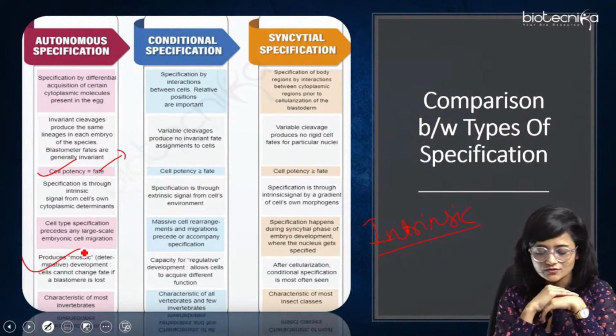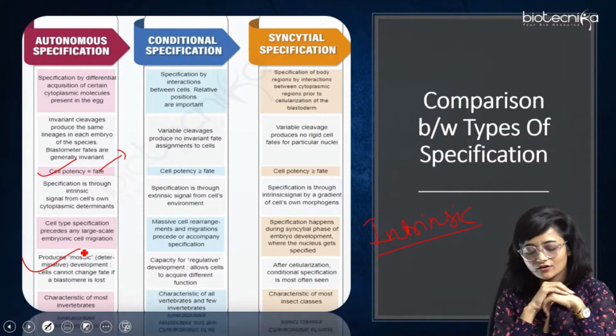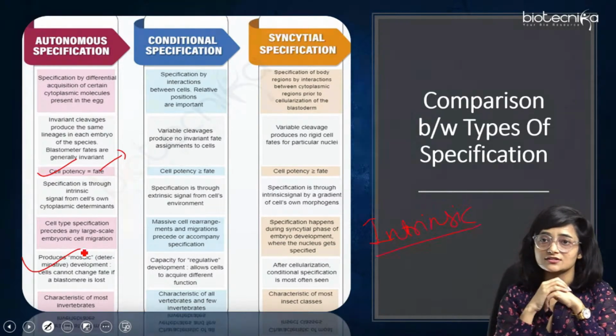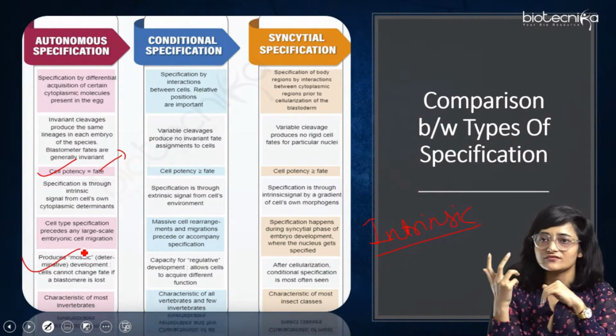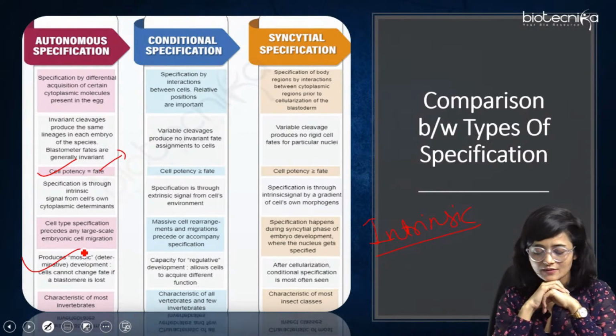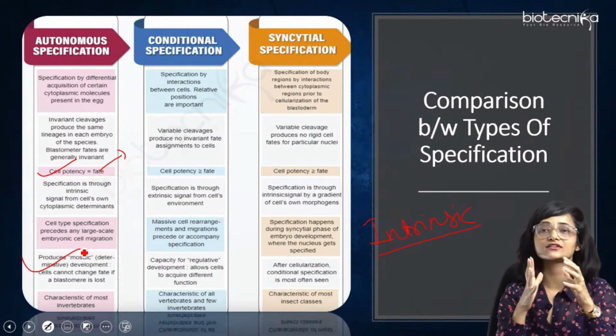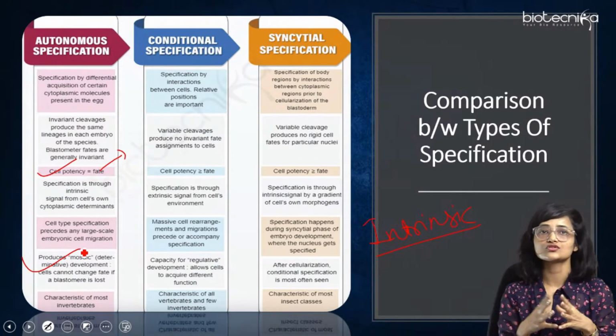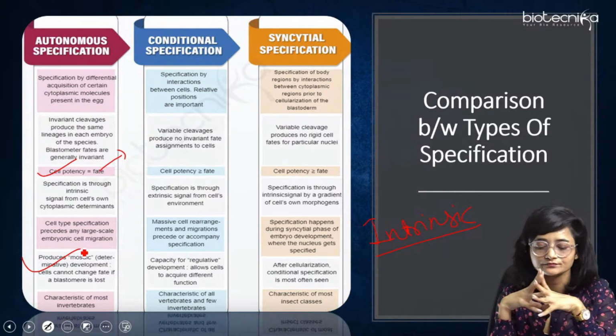So it says that it produces mosaic, determinative development, and cells cannot change fate if the blastomere is lost. So it cannot achieve its fate if those cells are lost. Those cells are very much important. Unless those cells are present, the cell cannot achieve its particular fate. Then, autonomous specification is the characteristic of most of the vertebrates, right?